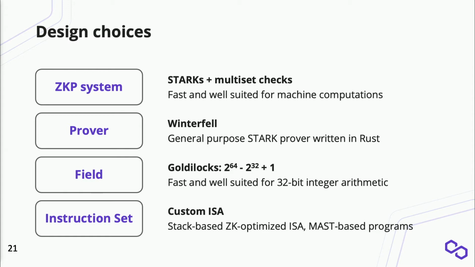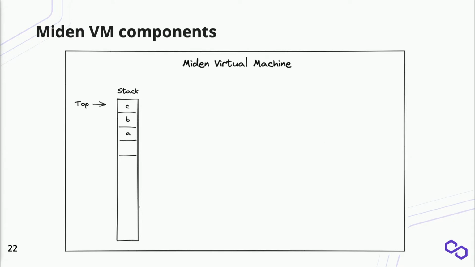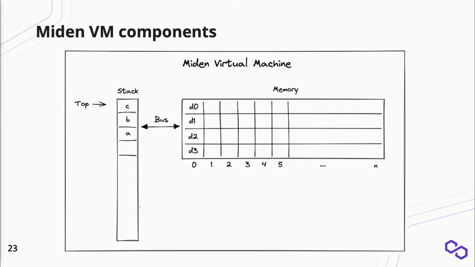All right. Let me cover a few components of the Miden virtual machine. So first, as I mentioned, I think on the previous slide, it's a stack-based architecture. So you have a stack, and you push onto the stack, very similar to, let's say, how WebAssembly works or how EVM works. We also have memory. This is a random access memory.